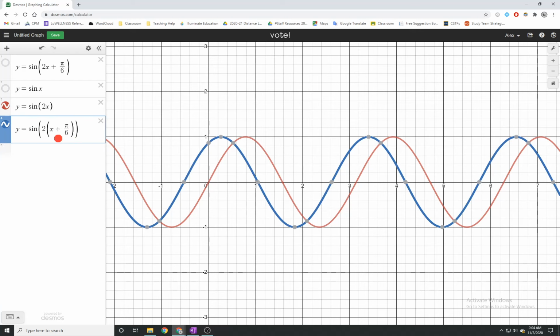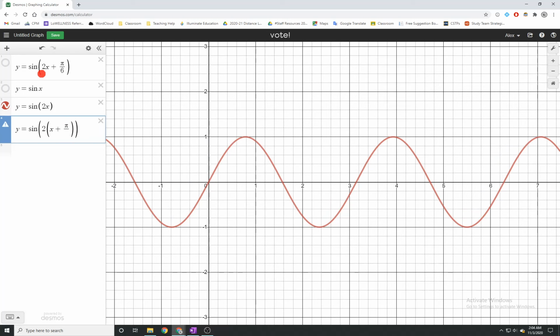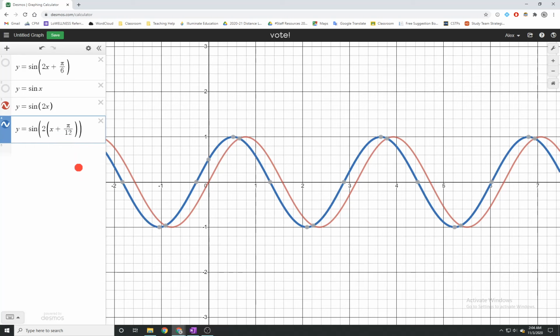Since I'm replacing the actual x with some shift that's going to result in 2x plus pi over 6, I need to figure out what times 2 will get me to pi over 6. That answer is pi over 6 divided by 2, which is pi over 12. When I distribute this, I end up getting sine of 2x plus 2 pi over 12, which simplifies down to pi over 6.